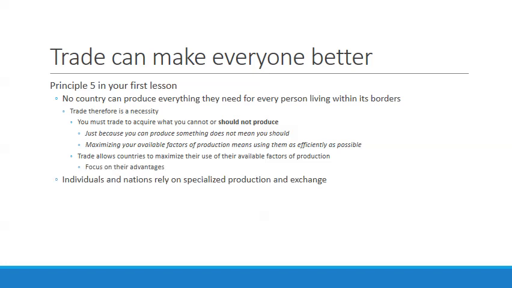So trade allows countries to maximize their use of their available factors of production and allows them to focus on their advantages. Individuals and nations rely on specialized production and exchange. And this is how they address problems caused by scarcity. For example, if you look at the different types of goods that countries are importing, they're importing those goods because those goods in their country are scarce.